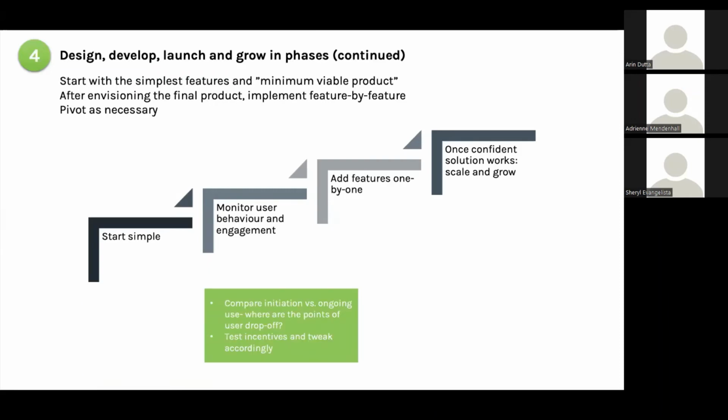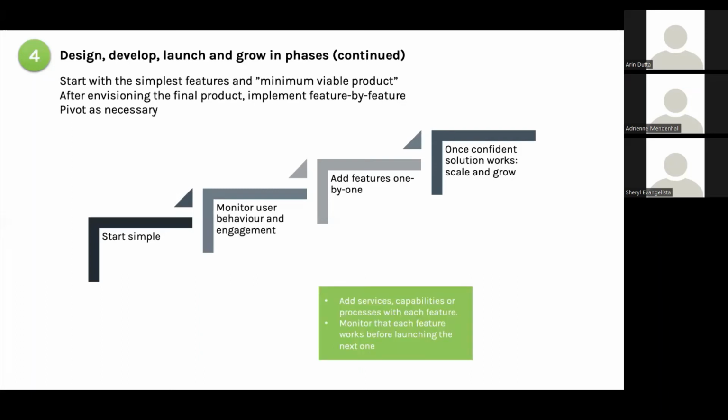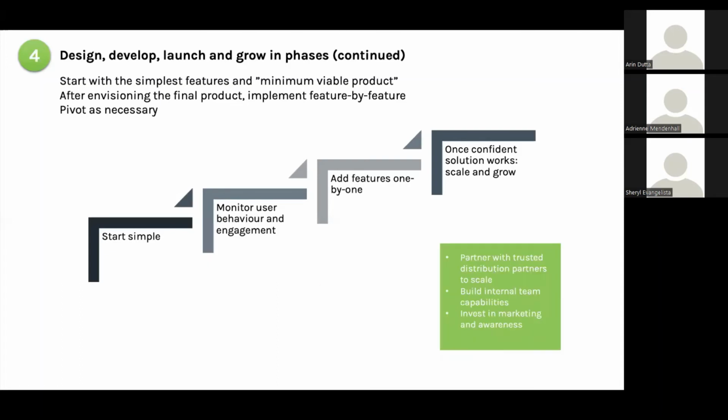We want to compare the initiation versus the ongoing use. So is the initial adoption high, but then they stop using it after 1 month, 3 months? And then you can test the incentives accordingly. Add your services and capabilities and processes with each feature.